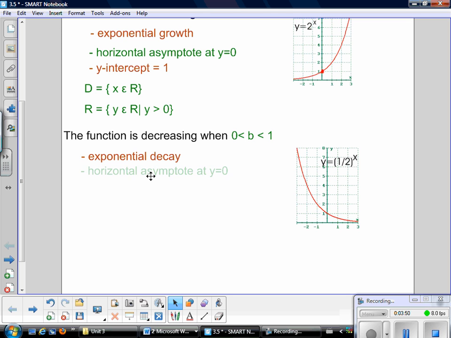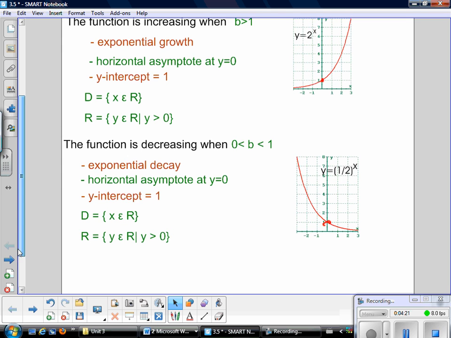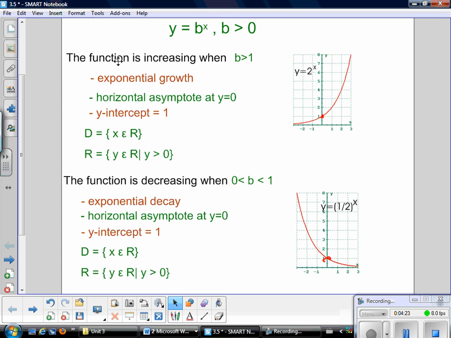In the natural world, we again have a horizontal asymptote at y equals 0, in other words, the x-axis. The y-intercept also is at 1, so that is something they have in common. And if we look at its domain and range, the domain again can be any real number. However, the range also needs to be greater than 0. So that is just a general recap of exponential growth and exponential decay.